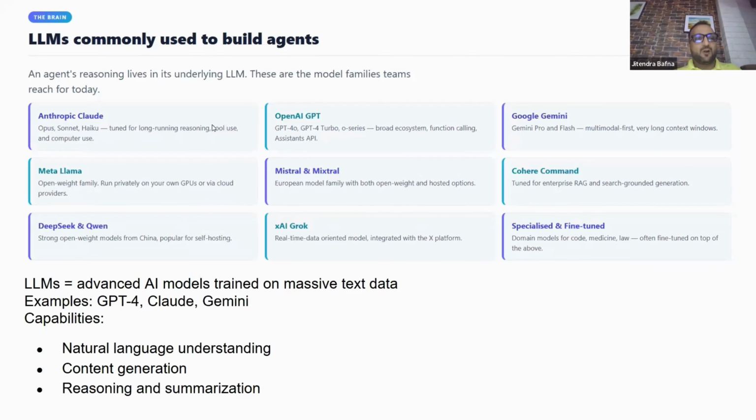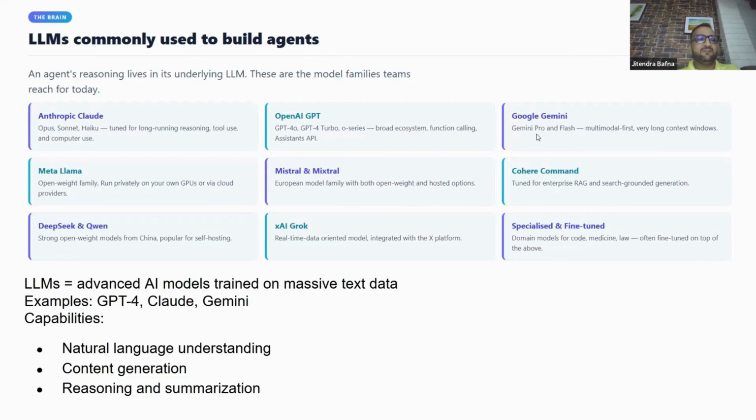So we have Anthropic Claude. Claude has already come up with Opus 4.6, 4.7. We have Sonnet, we have Haiku, and Opus 4.7. I would suggest everybody should know about Opus 4.7. They have recently launched Opus 4.7, right? Its reasoning score is almost more than 85 to 86%.